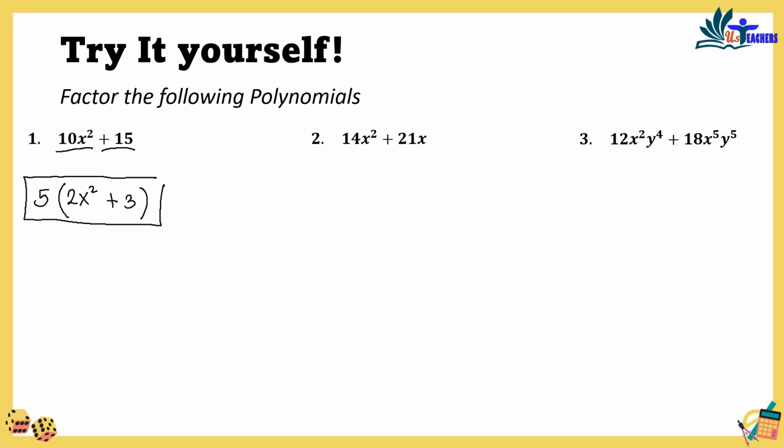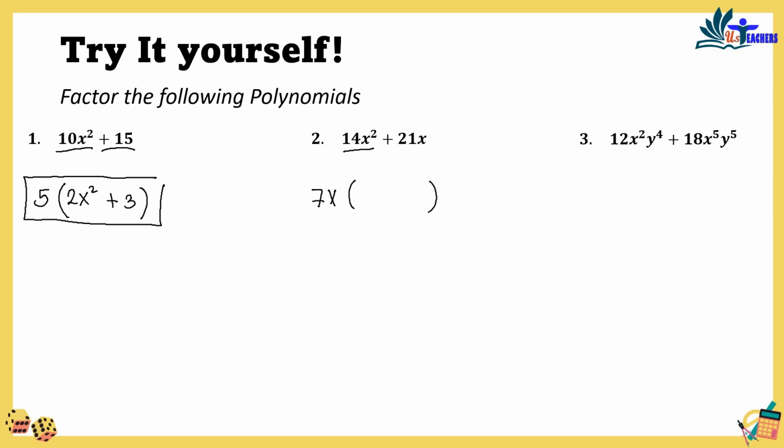Number 2, 14x squared plus 21x. So, what is the GCF of 14 and 21? That is 7. Parehas ba yung variable? Yes, parehas sila may x. Therefore, pipiliin natin yung pinakamababang exponent. So, that is x lang. So, parenthesis. Let's divide. 14x squared divided by 7x.